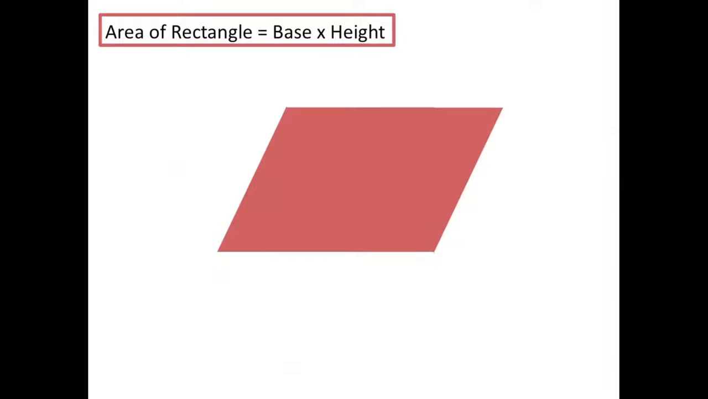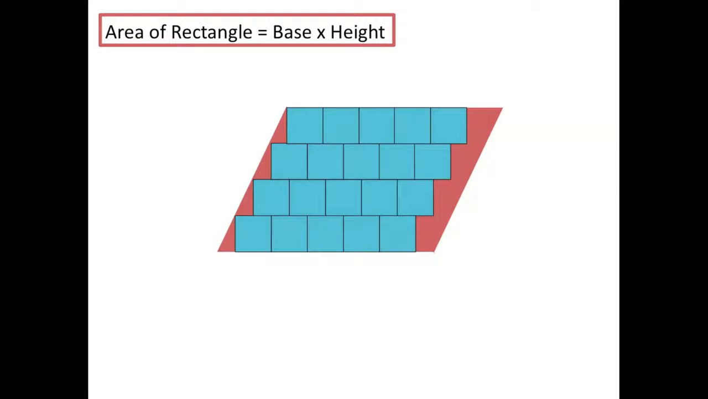Now that we understand how we get the area of a rectangle to be base times height, let's see how we can apply this concept to parallelograms. Now if you place the unit squares along the parallelogram, you notice that they don't fit as perfectly as they did on the rectangles. There's a lot of empty spaces. So there's no surety whether multiplying the base and the height of this parallelogram would give the area.